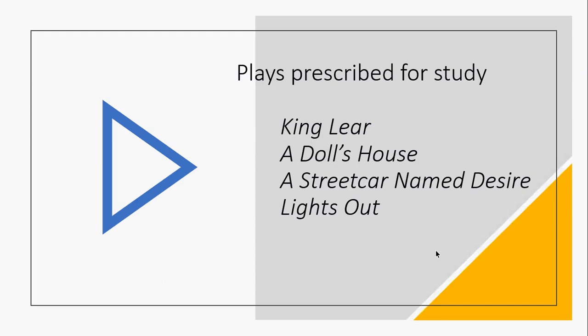Yes. There are 4 plays prescribed for your study in the second semester. During this semester, in this course, Drama in English, you will study King Lear. King Lear is a play by William Shakespeare. You will also study A Doll's House. A Doll's House is a play by Henrik Ibsen. And we will also study a play by Tennessee Williams titled A Streetcar Named Desire. Finally, you will also study Manjula Padmanabhan's Lights Out. So these are the 4 plays prescribed for your study.